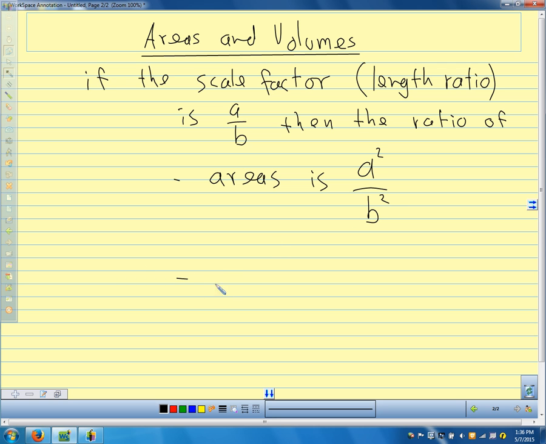The ratio of volumes is, think of our units for length and our units for volume, meters and meters cubed. So the ratio of the volumes is going to be A cubed over B cubed. We cube the length ratio, the scale factor, to get the volume ratio. And we're going to use these ratios to solve problems.